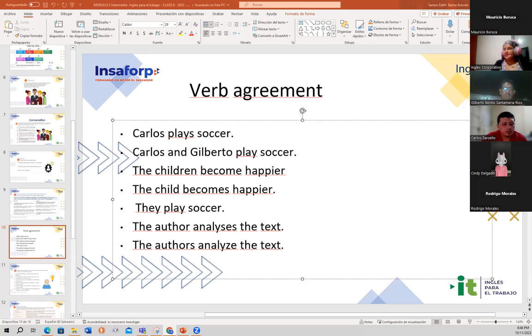So it's clearer now what verb agreement is? Yes, teacher. Okay. Very good. Verb agreement is just making sure that you use the correct verb according to the subject. That is basically verb agreement.